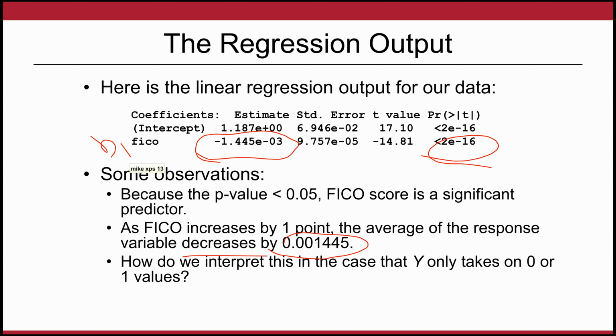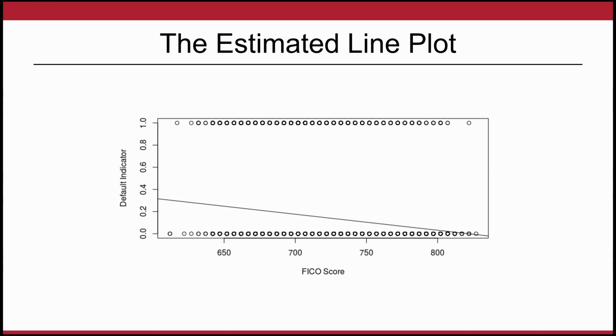How do we interpret that in the case that y only takes on 0 or 1 values? Does that actually even make sense? Well, here's what we call the fitted line plot. This is what we might call y hat. This is our plot of fitted values. It's sort of weird looking because our y's can only take on 0 1s. Our model doesn't know that. These are our predicted y's, and they take on all sorts of values there. It's a line with a negative slope because the coefficient was negative. But this is what happens when you run regression on 0 1 data.